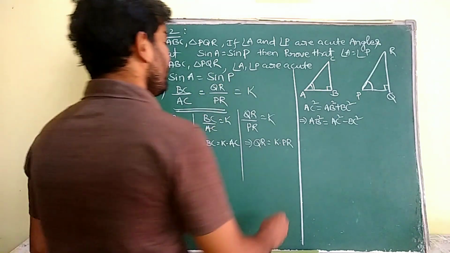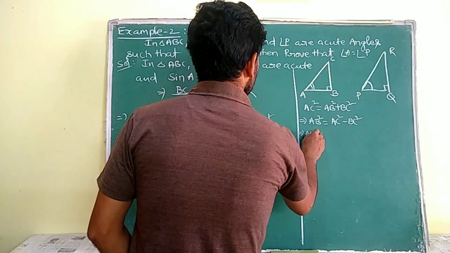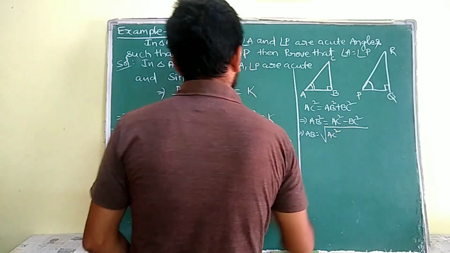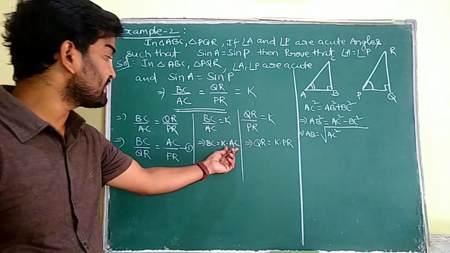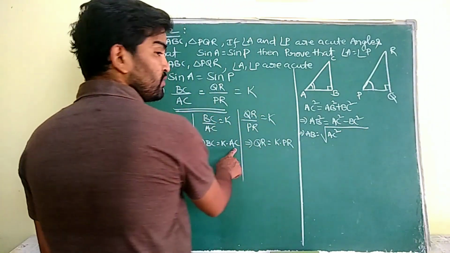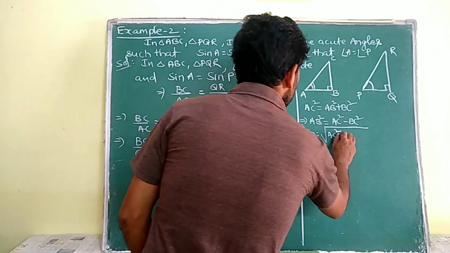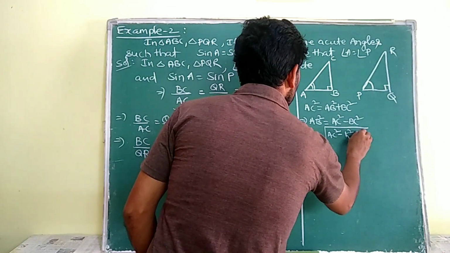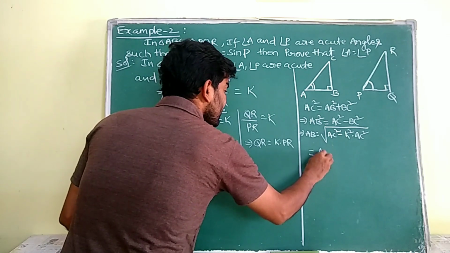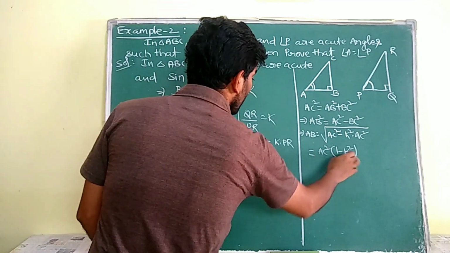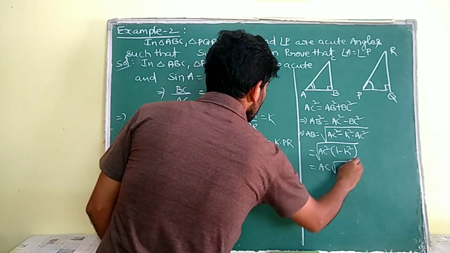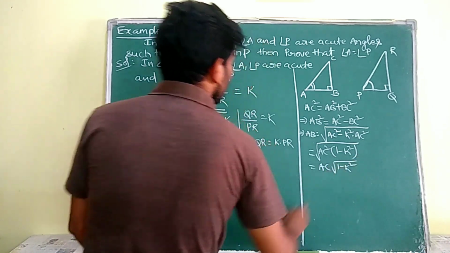For that, what is AB now? AB is equal to root over AC square minus BC square. Can I write that BC as K into AC? So if I write this BC as K into AC, then this becomes K square into AC square. So in these two terms, AC square is common: AC square into 1 minus K square. So from this AC square, AC comes out. Then 1 minus K square is left.